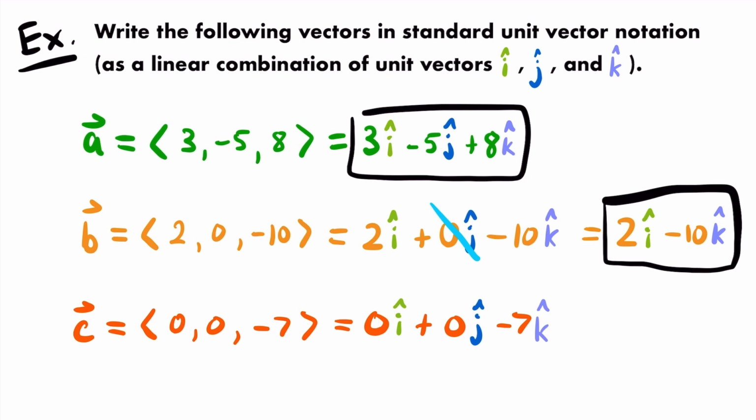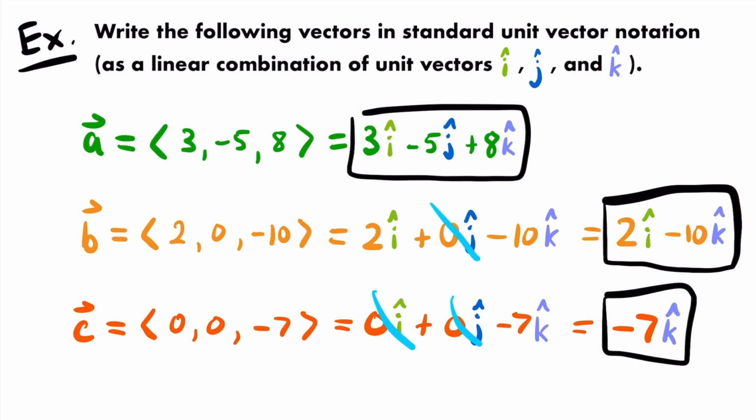But now 0 times i is 0, and 0 times j is 0, so we can cross out those terms, and all we're left with is -7 times k. That right there is the same as this vector right here. They both represent vector C. Okay, and so now that's it for this example. We have now successfully rewritten these three vectors in standard unit vector notation.